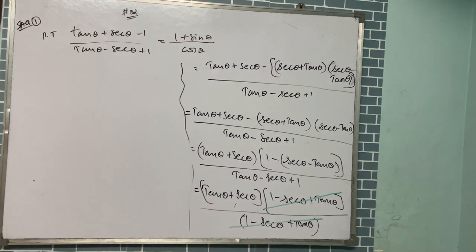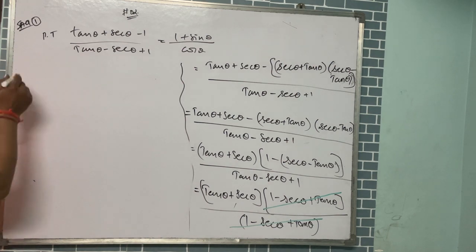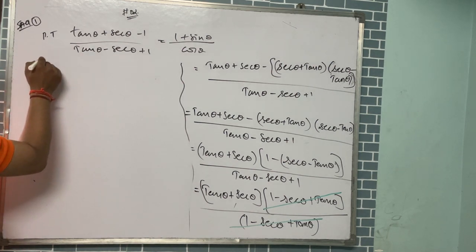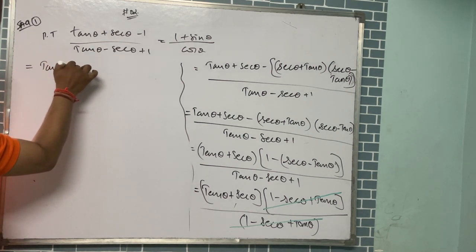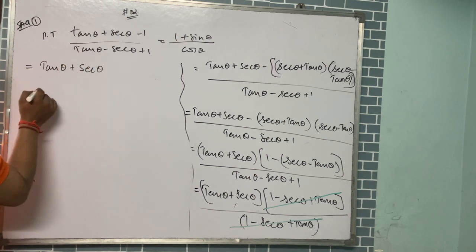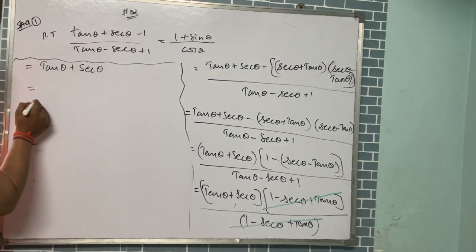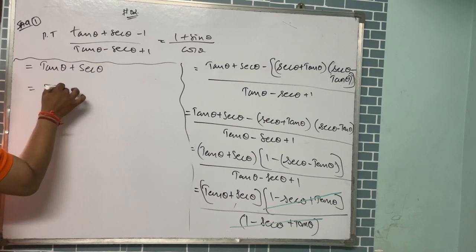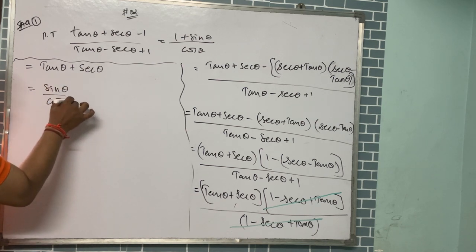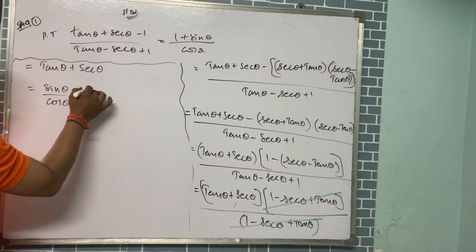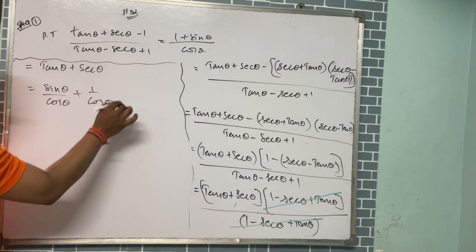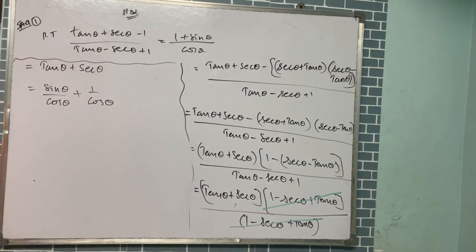Okay, so now we will continue. What is left out? Tan theta plus secant theta. See, student, here tan theta can be written as sin theta by cos theta. Secant theta can be written as 1 by cos theta. Right? We know this.